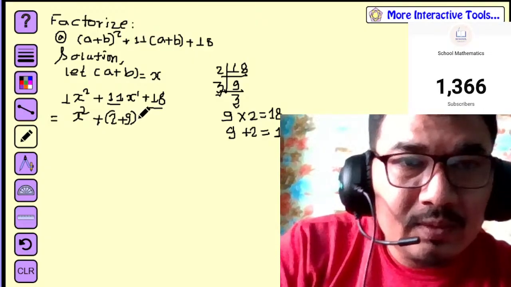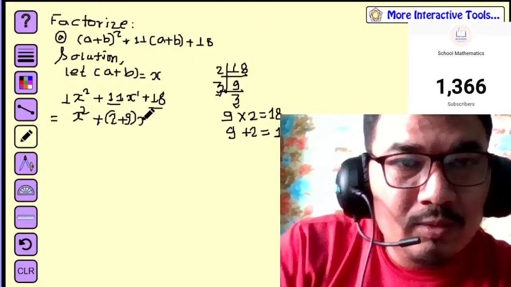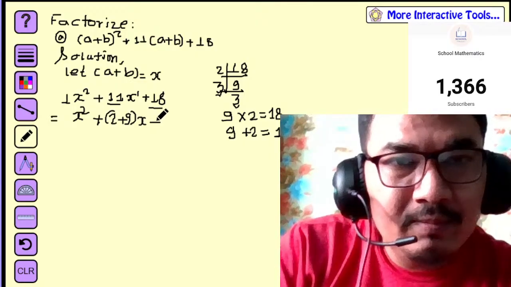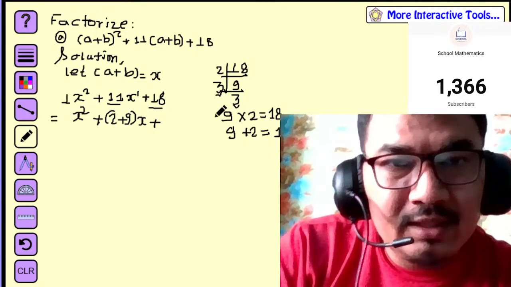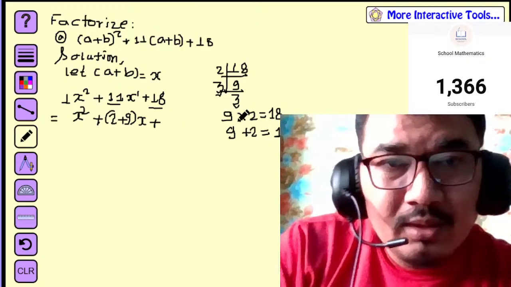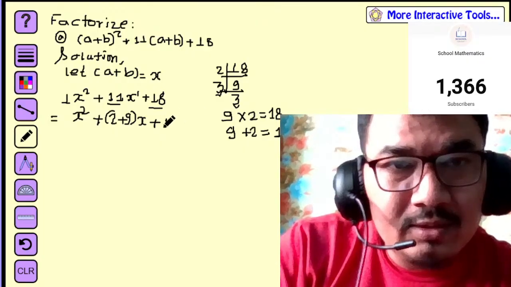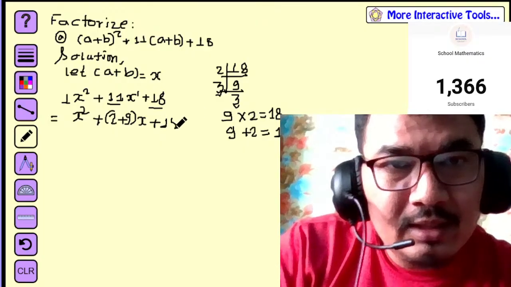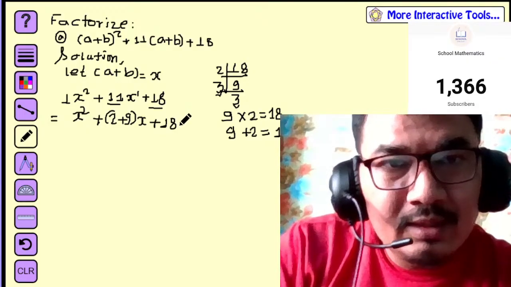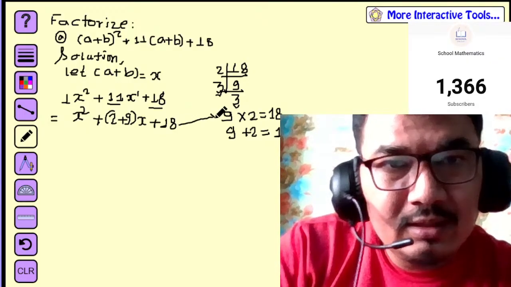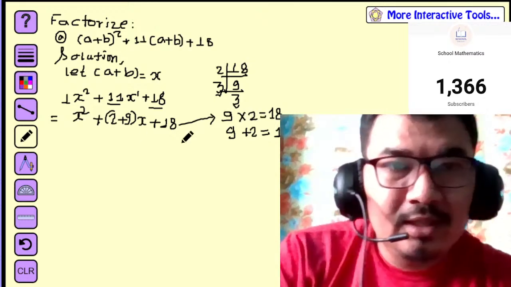That's why 2 plus 9 and 9 plus 2, both of them are the same. Then we know this 18 is also what? 9 into 2. In this 18 also there is 9 into 2. This is factorized here, this is 9 into 2 is 18.